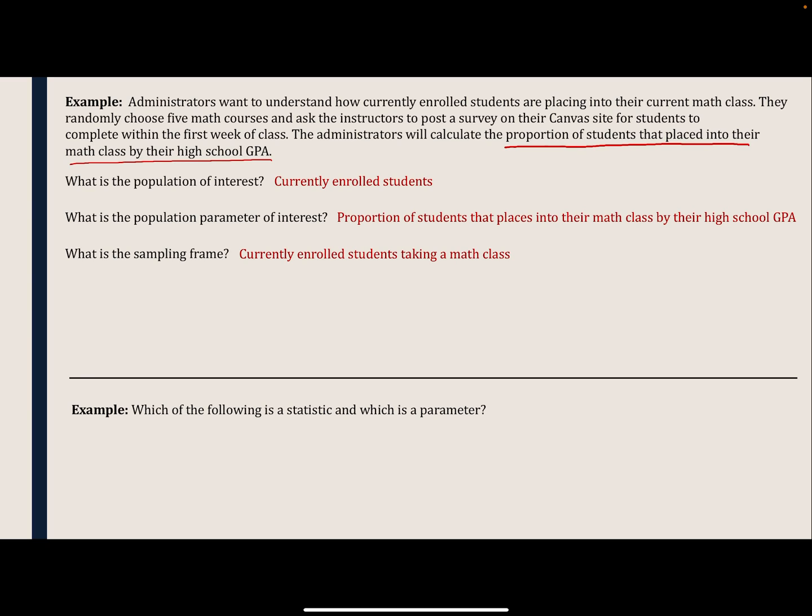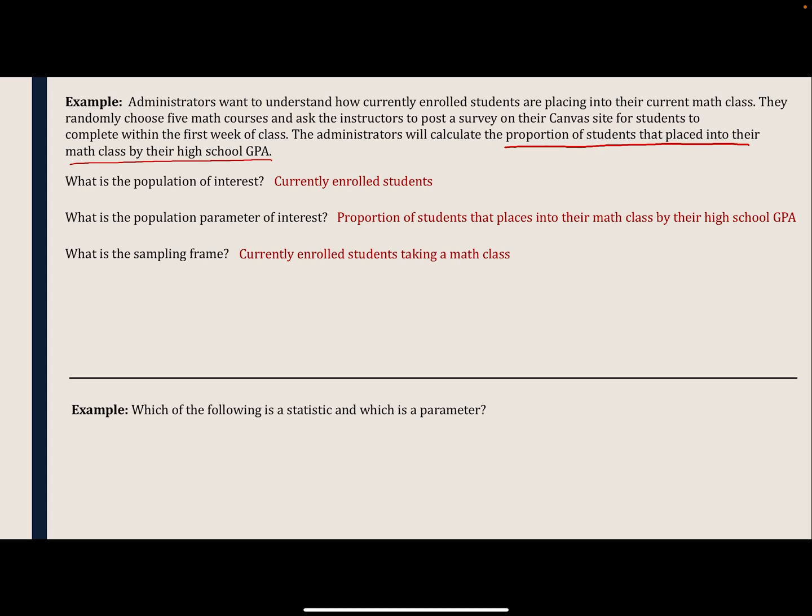The correct answer is currently enrolled students taking math. So the administrators want to understand how all currently enrolled students are placed into their math class. But a lot of people who start off at HCC don't necessarily take a math course in their very first semester, right? They're not in a math course every semester that they're there. But the only access that these administrators in the math division have are to math students. So their sampling frame is currently enrolled students taking math.